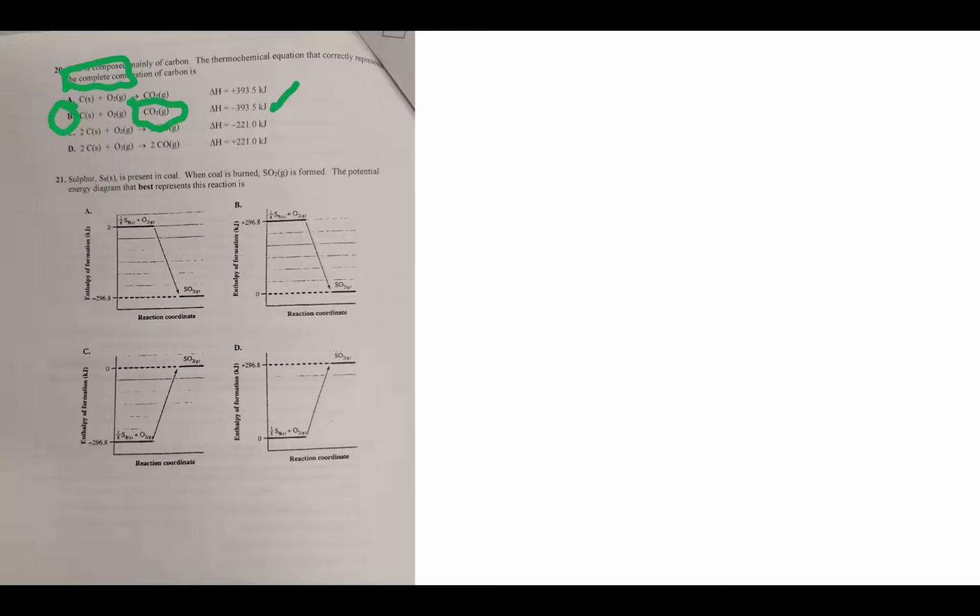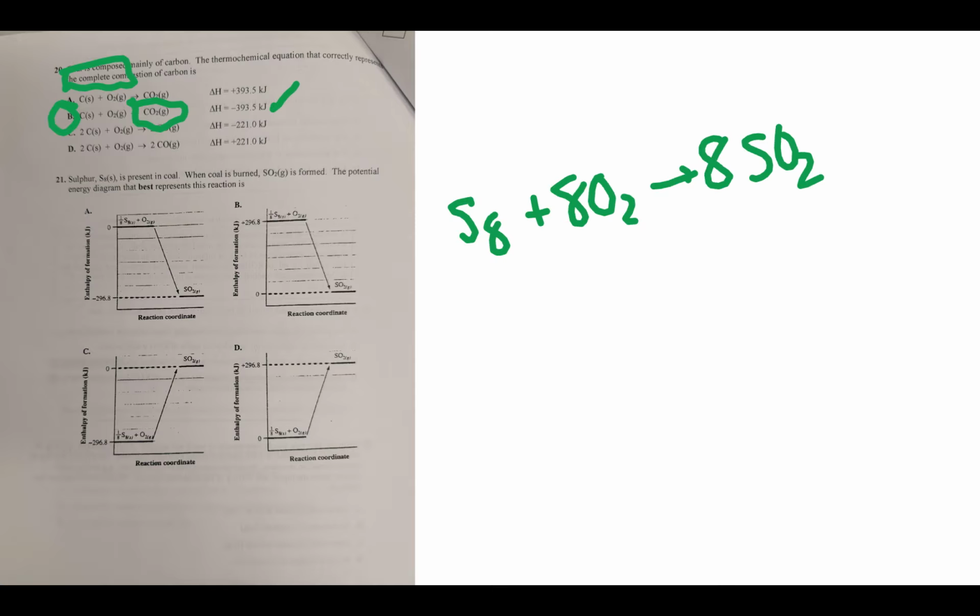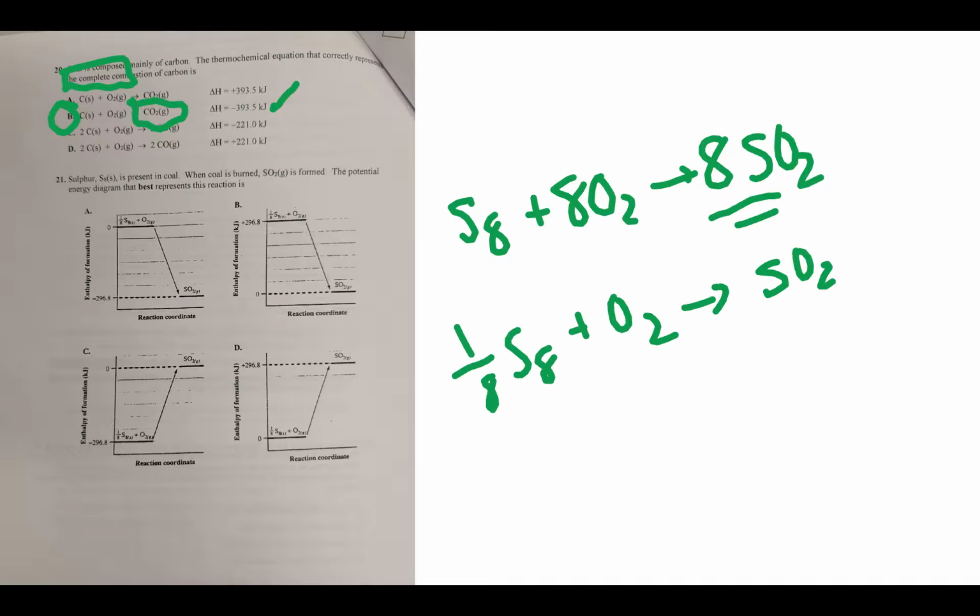Now this is not the last one, but number 21 here, asking about coal being burned to form SO2. If you do take a look at this one, you would have the formula S8 and you would add in your O2 and you're forming SO2. And if you go to balance this, we'll need a few 8s. If you look up your delta H value, again, it would only represent 1 mole. So to do that, we can divide everything by 8. So we'll have 1/8 S8 plus O2 to give you just 1 mole of SO2.